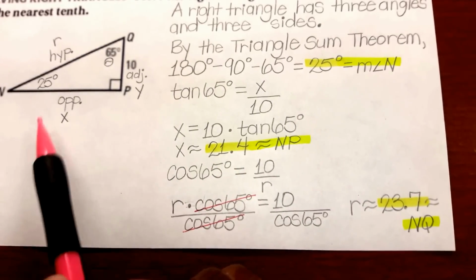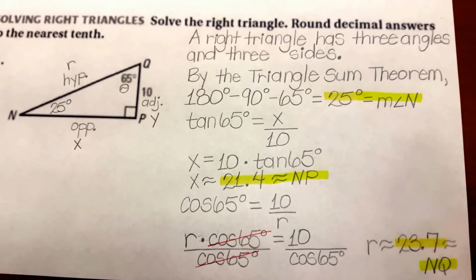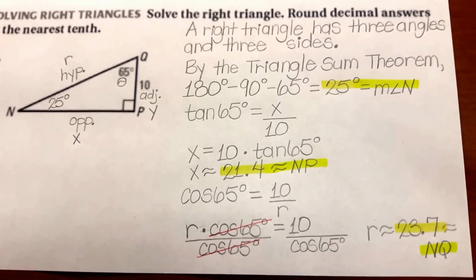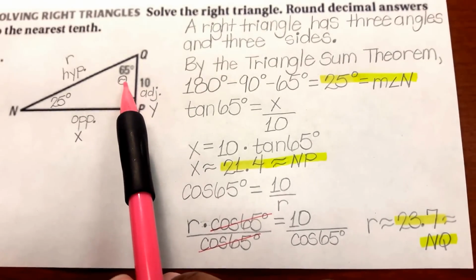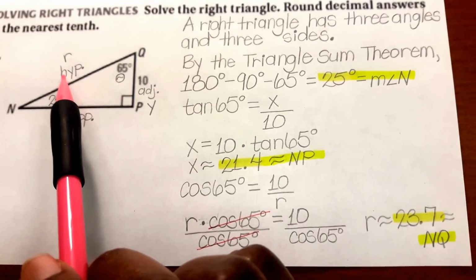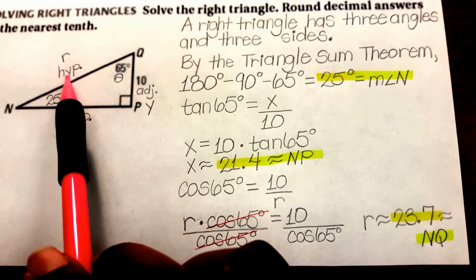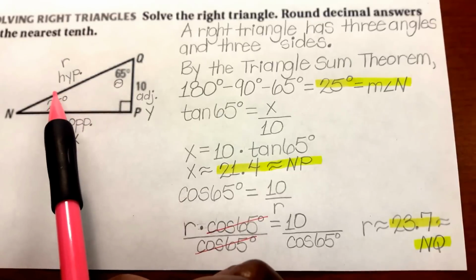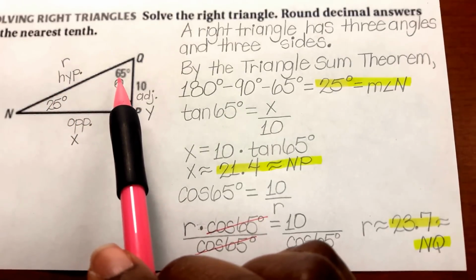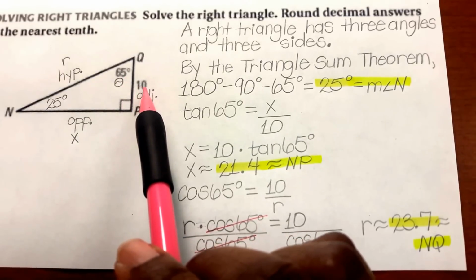Okay, so now I need to find my hypotenuse, which is R. I use 65 degrees as my theta again. So I need to figure out which trig ratio has hypotenuse in it. I know that sine and cosine have hypotenuse in them. But this is so important: I have 65 degrees, which was already given, and 10, which was already given.